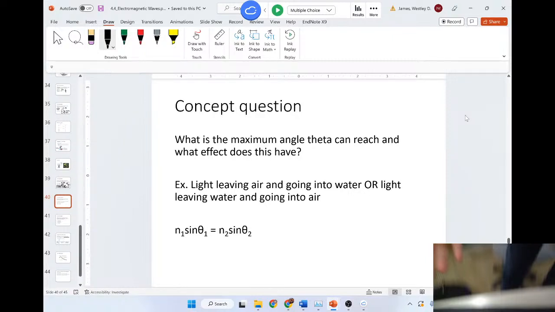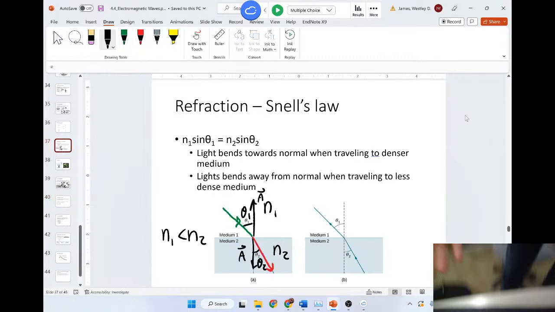All right, last thing that we need to cover, this is just an extension of this. The question is, what is the maximum angle theta can reach, and what effect does this have? The key to this is we have to be going from a dense material to a less dense one, from a big N to a small N. I just told you all that the angle gets bigger when you go from a big N to a small N. There's a limit to how big the angle can get. It's 90 degrees.